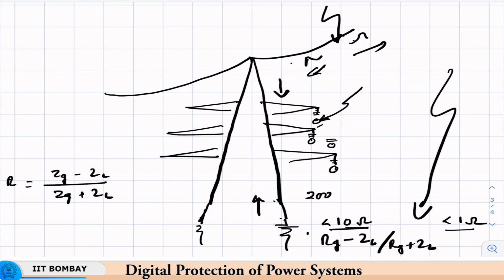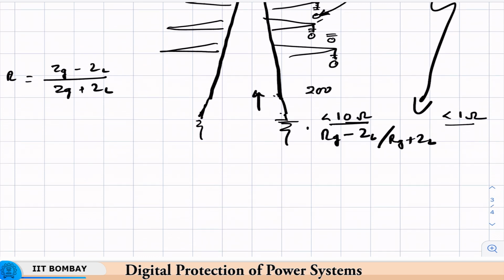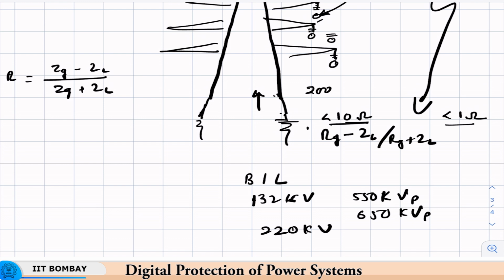The substation equipment are designed to withstand a certain voltage, which is known as the basic insulation level. For 132 kV, it is of the order of 550 kV peak or 650 kV peak. For 220 kV, it could be 950 or 1050, and so on and so forth. So if your over voltages due to lightning exceed these values, then your equipment could get damaged. The lower voltage, the lower of the two, is generally used for transformers, as that is a costly equipment.